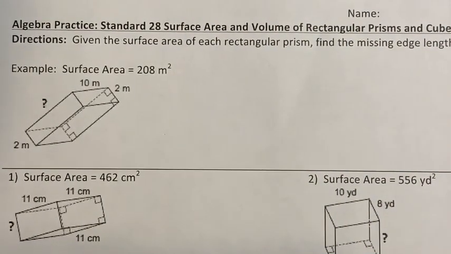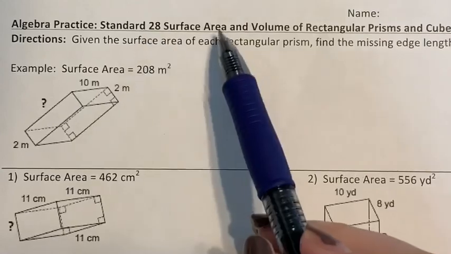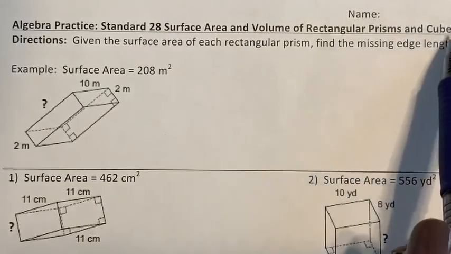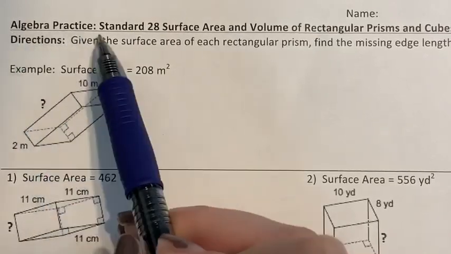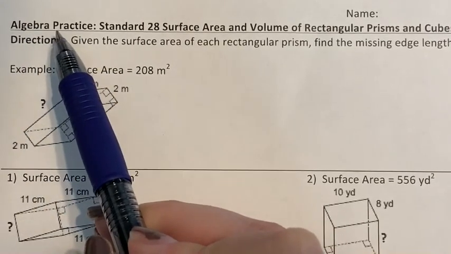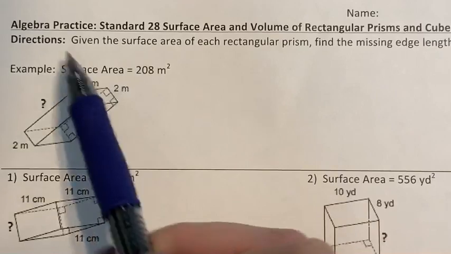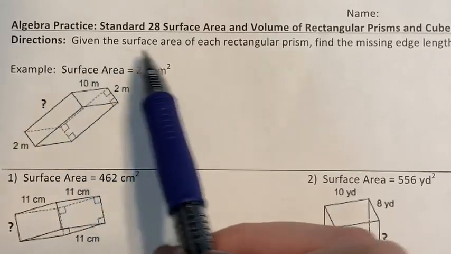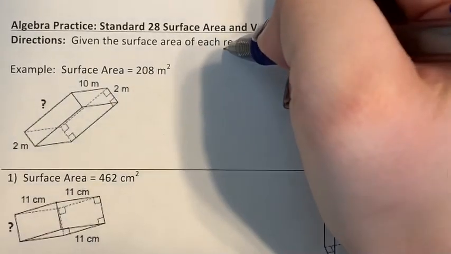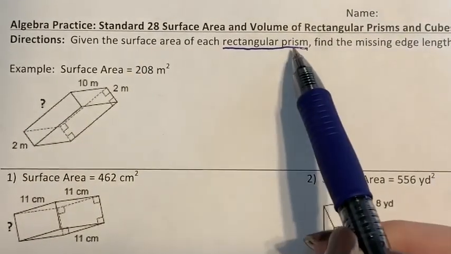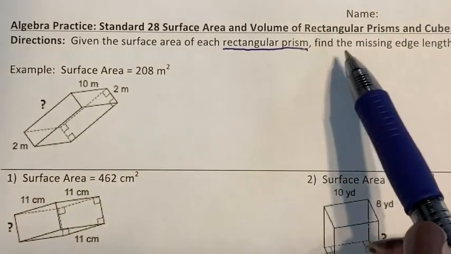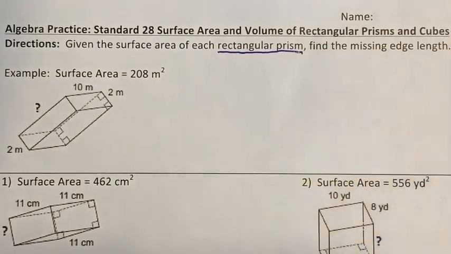Actually going to continue learning about Standard 28, surface area and volume of rectangular prisms and cubes. The PDF that we'll be using is actually called Algebra Practice because we're going to use the skills that you learned last year in algebra. Our directions today say given the surface area of each rectangular prism, meaning we're going to have to use that formula we learned on our notes for rectangular prisms, we're being asked to find the missing edge length.